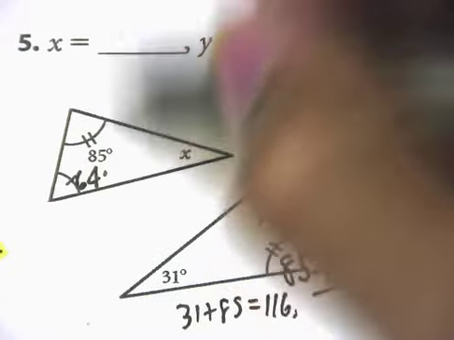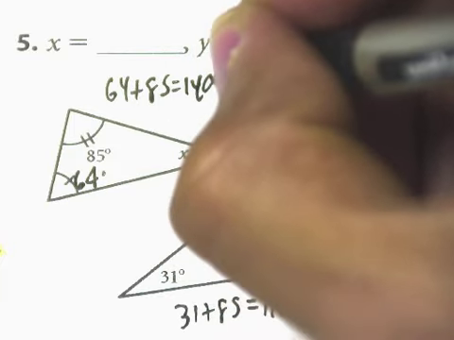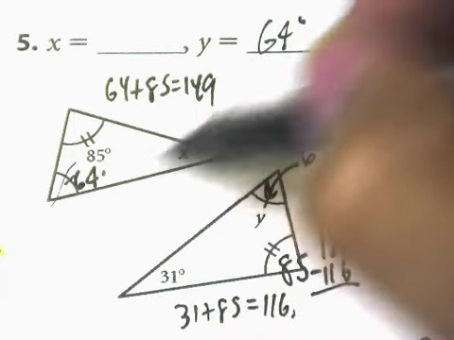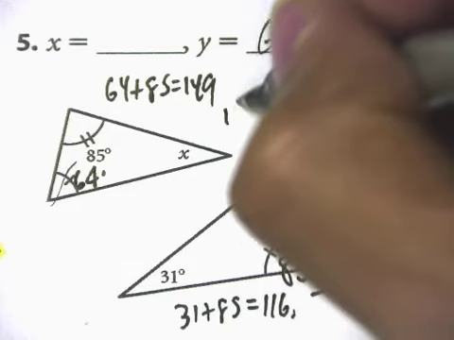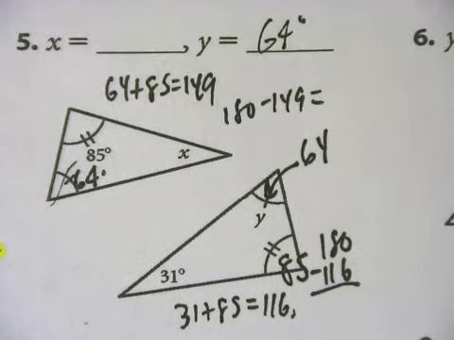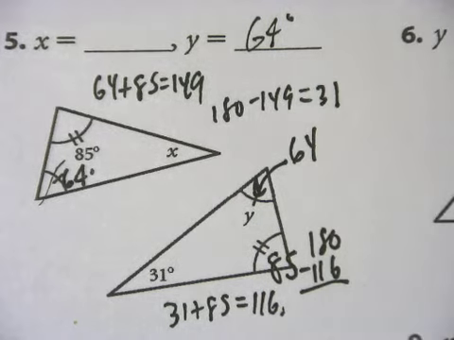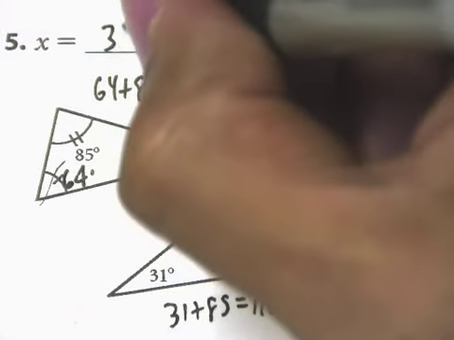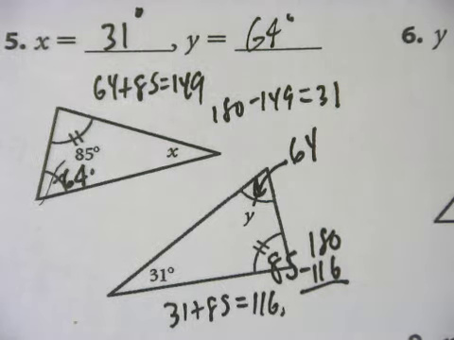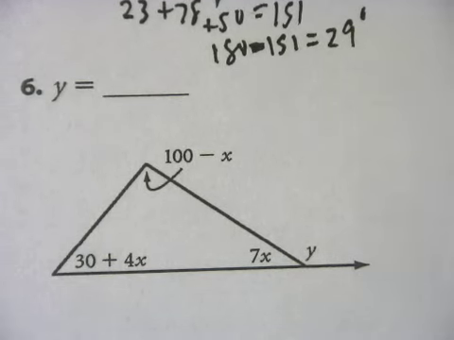And now I can find X. I can just add these two together and subtract from 180. So I know that 64 plus 85 is 149. And the triangle has 180, so just subtract 180 minus 149, and that gives me 31. So X is going to be equal to 31 degrees.